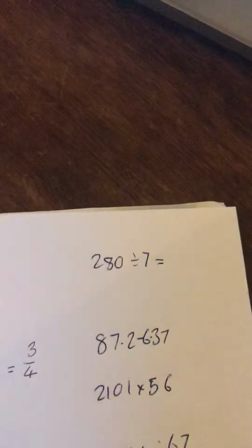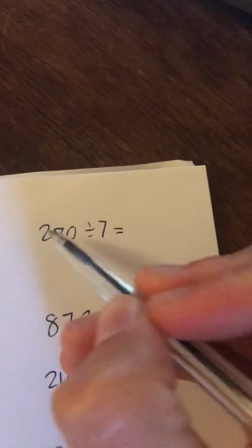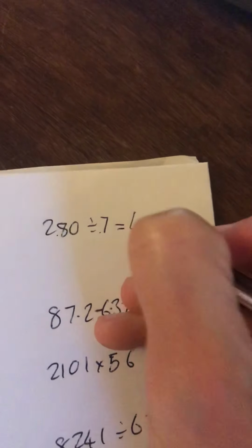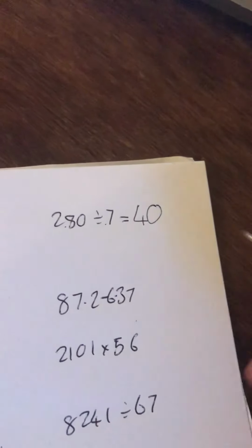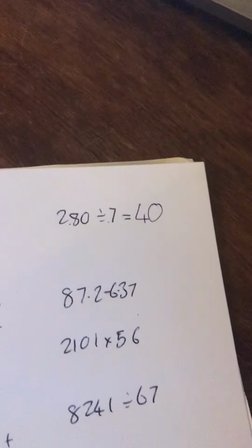Next up, 280 divided by 7. You might have laid out a short division, however, I know that 28 divided by 7 is 4, so 280 divided by 7 is 40. It's 10 times more, so 10 times more.